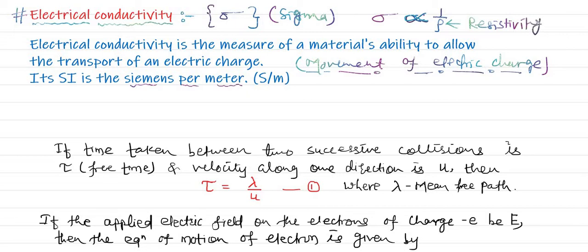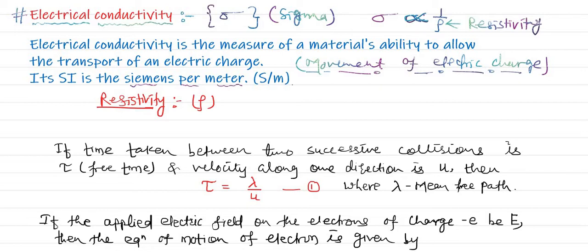So one can define it like this also: it is the reciprocal of resistivity. But for that purpose we must know about resistivity. So let us define resistivity here. Resistivity is denoted by rho. So how will you define the resistivity?